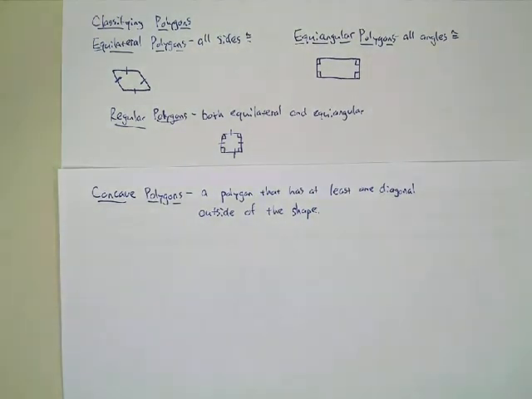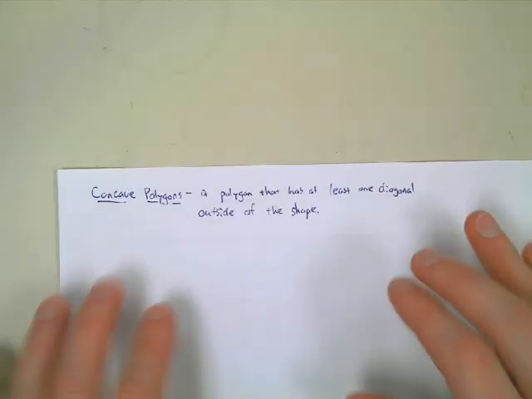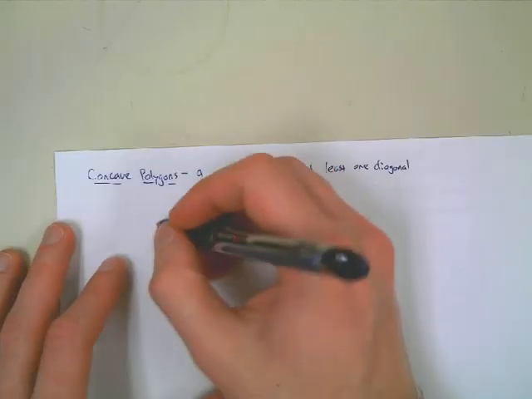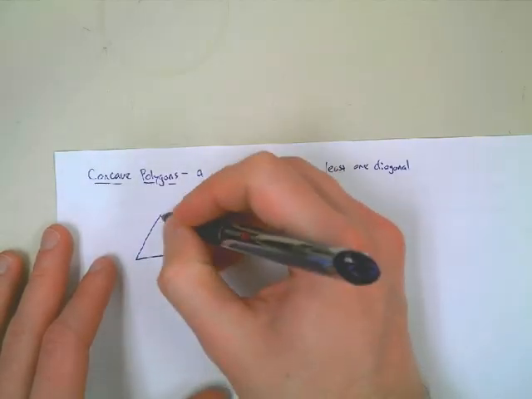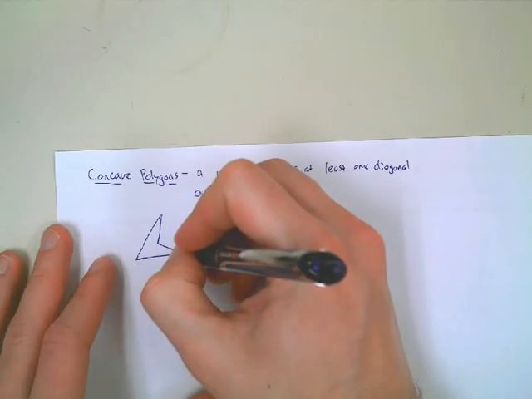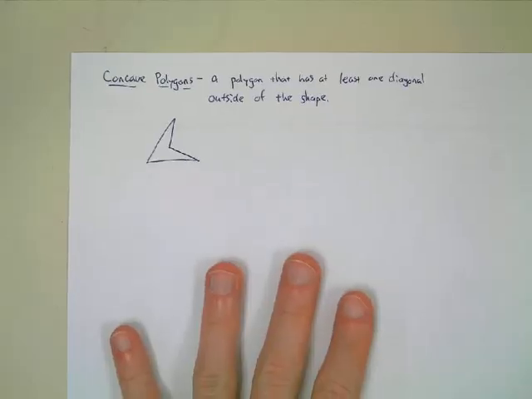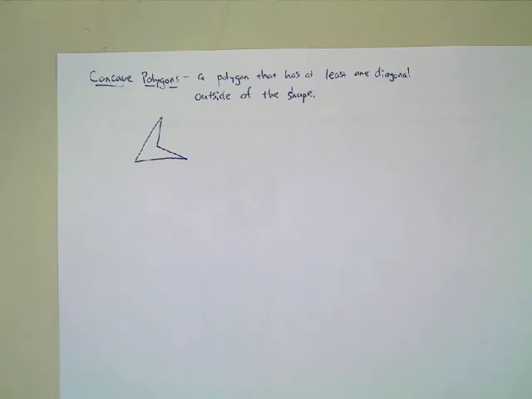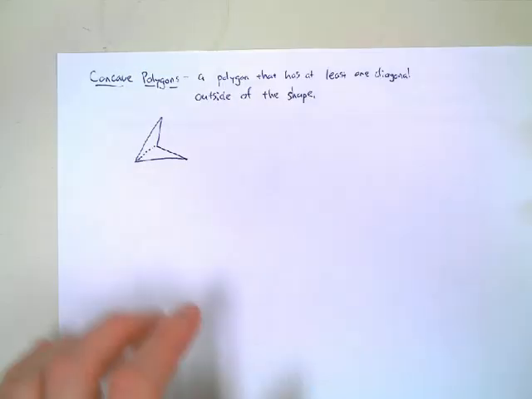Okay. That has at least one diagonal outside of the shape. So let me show you an example of that. For example, I draw this shape. One diagonal I could draw would be this diagonal right there. There's one diagonal, and that goes to the inside of the shape.